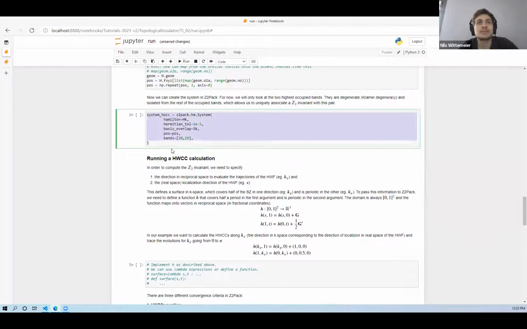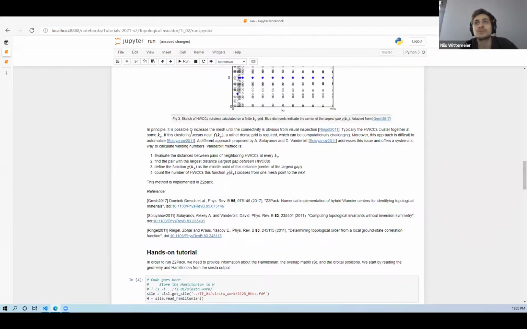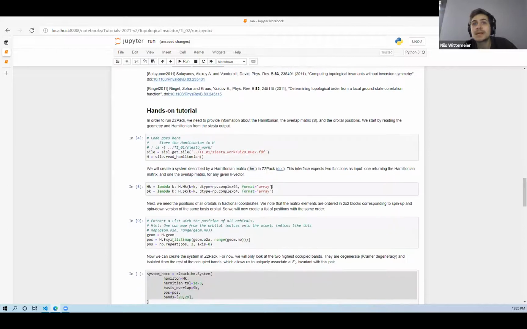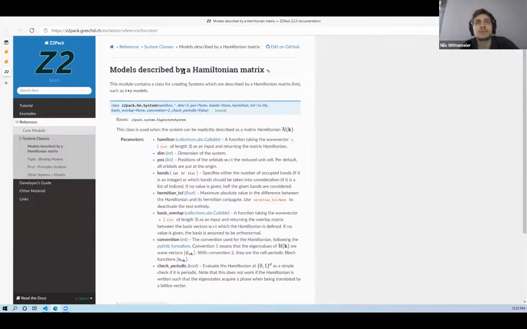For this part, I would have to tell you to look at, where is it? Here, at the documentation of Z2PAC. We're using a Hamiltonian matrix to define our system, and then there are a couple of things we need, which is this Hamiltonian function where we just defined the shorthand function for. The basis overlap, we've also defined the shorthand for that. Then there are some other parameters here, which I'm not gonna discuss right now, but we will get back to that in a minute. And then the position of the orbitals. So we have these three ingredients that are specific to the geometry and the Hamiltonian matrix now.